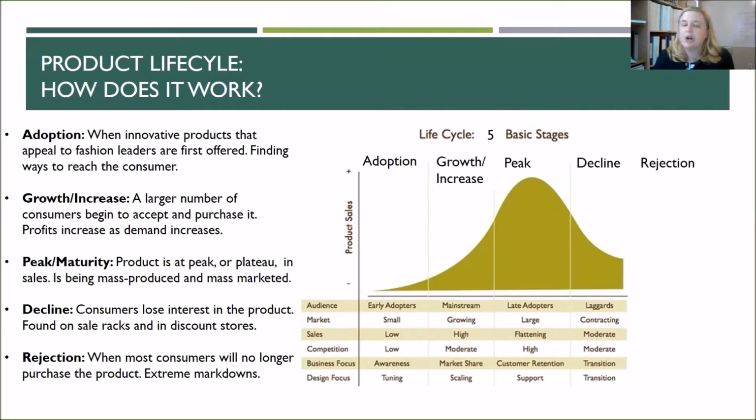So there's 5 stages, and so we start with adoption. So adoption is the point at which innovative products or new products are introduced. And at that point, they're really appealing to fashion leaders only. So people that consider themselves very fashion forward. And the goal at this stage is finding ways to reach your consumer. So one of the ways that they reach consumers is through celebrities, showing dresses on the red carpet and at other events. So then if, say, Jennifer Lopez wears some type of new style by Marc Jacobs to the MTV Music Awards, then the general public is going to see it on TV, and that creates demand.